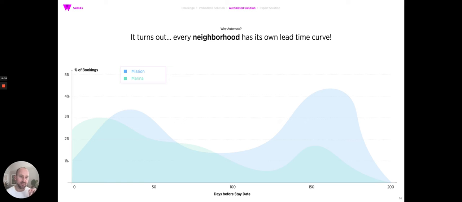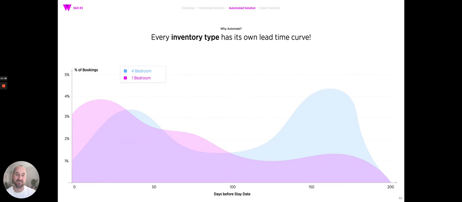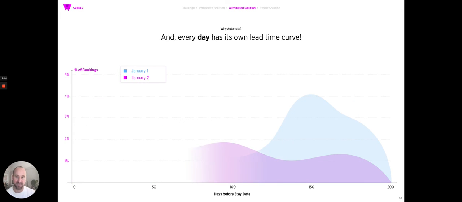So in particular in this section, the reason automation is important is that not only does every market have its own lead time, every neighborhood has its own lead time. Every inventory type has its own lead time, right? One bedrooms are going to book a lot closer to a stay date than a large home. And every day has its own lead time curve, right? Holidays are going to book out a lot sooner than other days. We saw that on that earlier chart, which means this is kind of where automation can be really helpful.